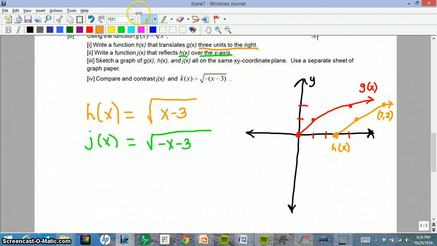And now, last function, j of x reflects h of x over the y-axis. So this point is 1, 2, 3 away, so we'll come 1, 2, 3 away here. And now we are 1, 2, 3, 4. This is now 5, 2.